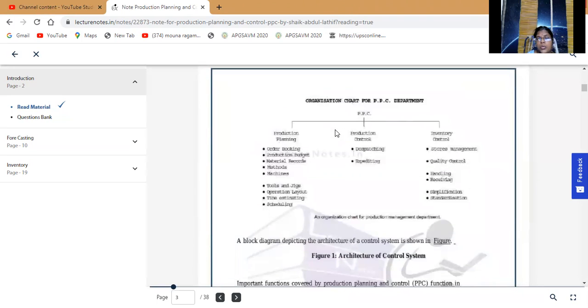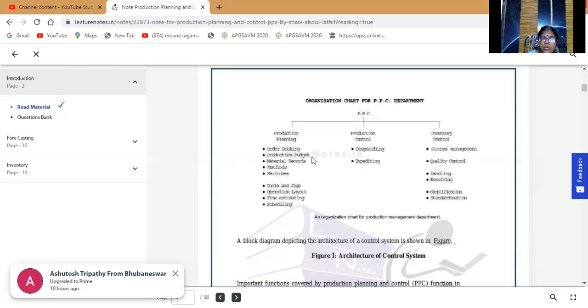This is very important, and this is the organization chart for the production planning and control department. In our production planning and control, we have production planning, production control, and inventory control. In production planning, how do we plan the production? First of all, we do order booking, and next production budget, material records, methods, machines, tools and jigs, operation layout, time estimating, and schedule. Those are the terms regarding production planning.